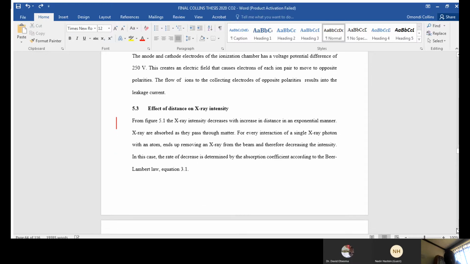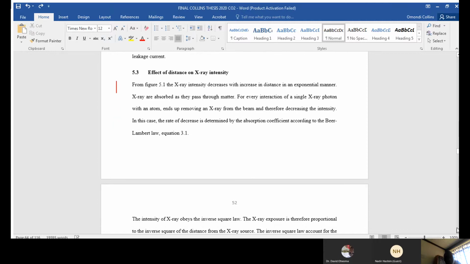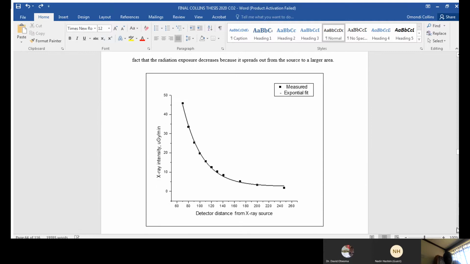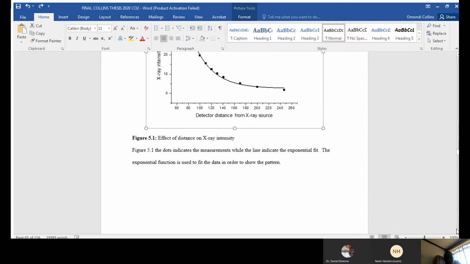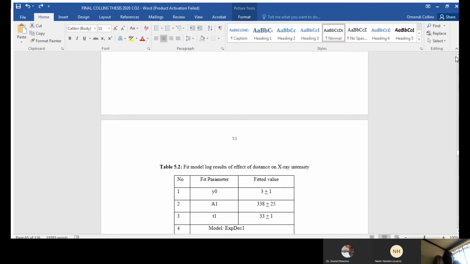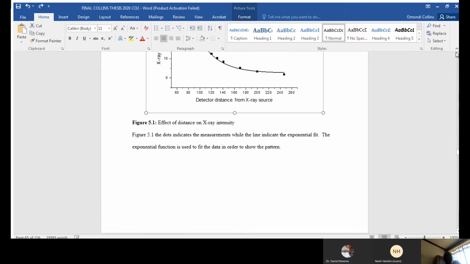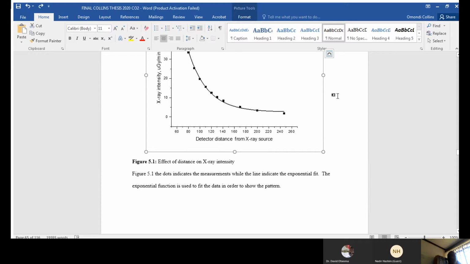So this was the first experiment, the effect of distance on the X-ray intensity. Here we vary the distance and we take the measurement using the chamber. These are the distances in centimeters. As the detector moves away from the source, the intensity drops. So this is the inverse square law, which was in the theory. It obeys 1 over d squared.